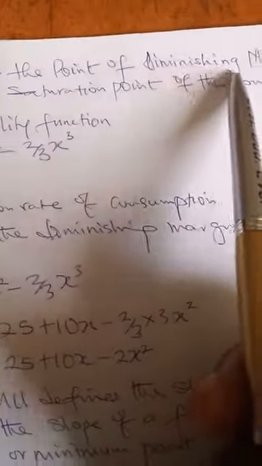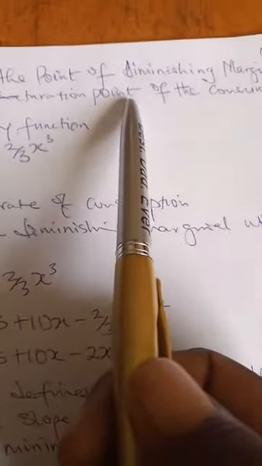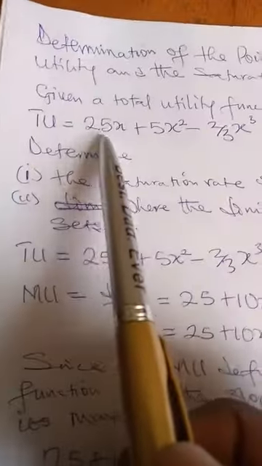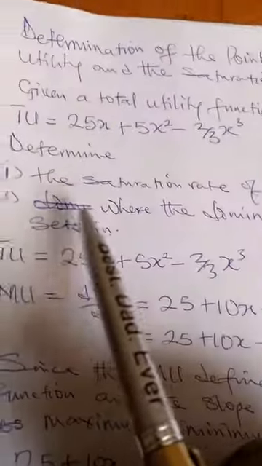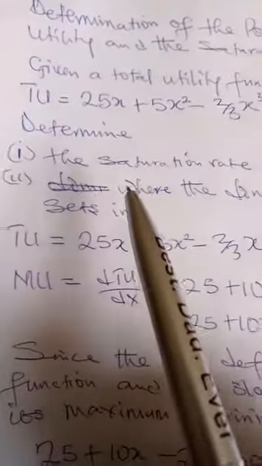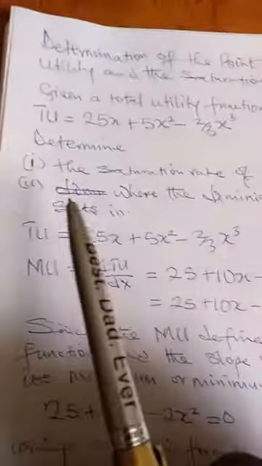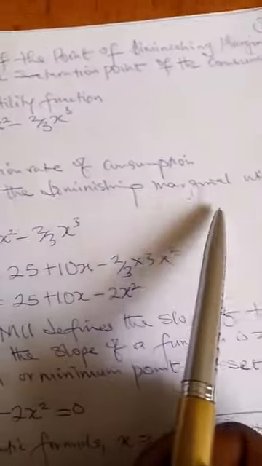So we're going to do the determination of the point of diminishing marginal utility and the saturation point or saturation rate, as the case may be, of the consumer. Now look at this. Given a total utility function, that is TU equals 25s plus 5s squared minus 2 over 3 s cubed, determine, Roman figure 1, the saturation rate of consumption. Roman figure 2, determine where the diminishing marginal utility sets in.